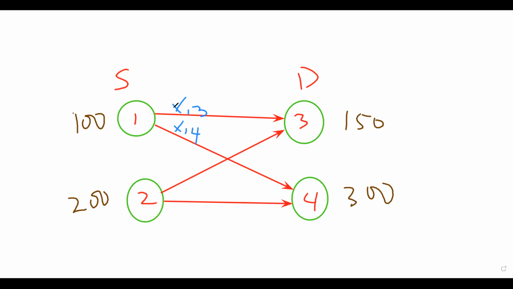What about when I'm moving from node 2 to node 3? What do you think the decision variable is? Type it there for me. If I am moving from node 2 to node 3 along the arc, excellent.